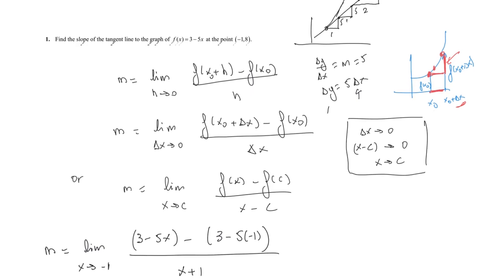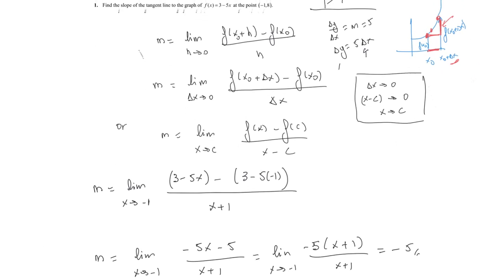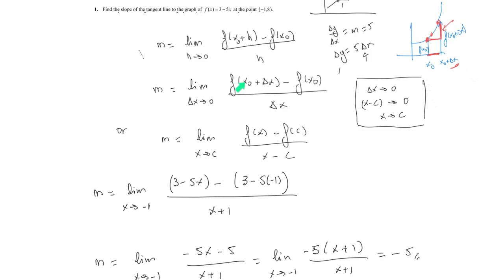Okay, let's do it. So it will be f of x plus delta x. f of x is 3 minus 5x. So what will be f of x plus delta x? It will be 3 minus 5 times x plus delta x, or it will be 3 minus 5x minus 5 times delta x.